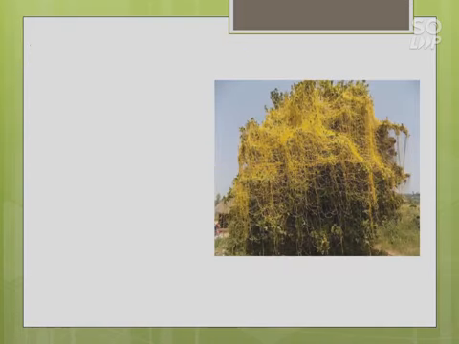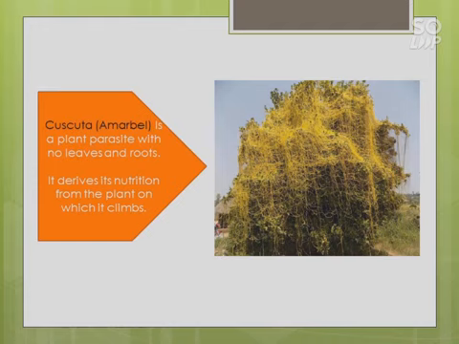Children, here you can see a figure of Kuta. As you can see here, the yellow color thread-like structure on a well-grown tree. You can see that the tree is completely overshadowed by this long thread-like structure. This thread-like structure is nothing but Kuta or amarbel. Kuta or amarbel is a plant parasite with no leaves and roots. It derives its nutrition from the plant on which it climbs. As it does not have leaves, it does not conduct photosynthesis also. No roots, so it is not deriving anything from the ground also. It is completely dependent upon the host plant, as you can see in the picture.